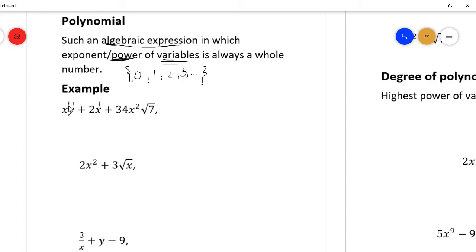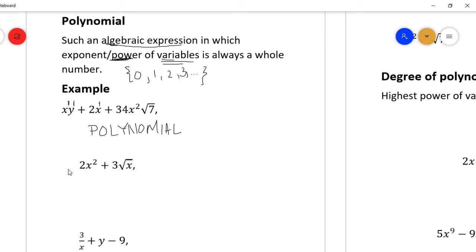So check it out. 1 is a whole number, again 1 and 1 repeated, and 2 is also a whole number. So what will you say about this expression? Is this a polynomial or not? So we can say that it is a polynomial because a polynomial is an expression which contains power of variable as a whole number. So all the exponents are whole numbers.